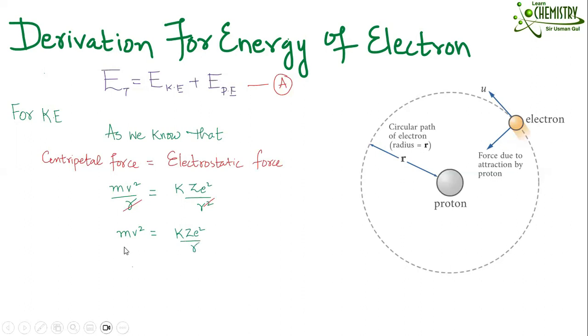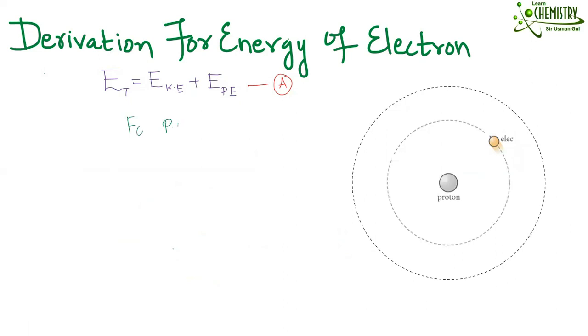Now if you just focus on this mv square, if we put 1 upon 2, half, here, it will become equal to KE. So for that, multiplying both sides by 1 upon 2. Here we are not breaking any maths rule, we are applying the half on both sides, so we can do this. Now you can see 1 upon 2 mv square basically represents KE, and will equal half kze square upon r. Now this is the formula of KE.